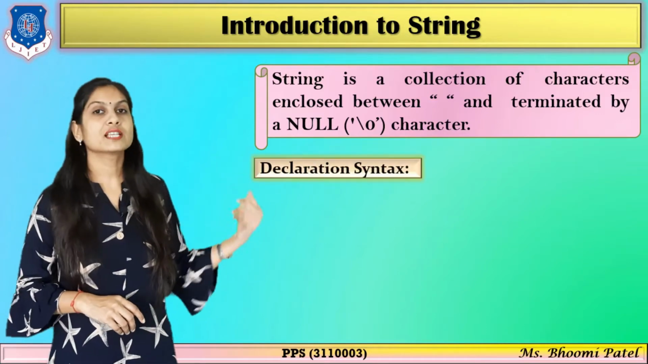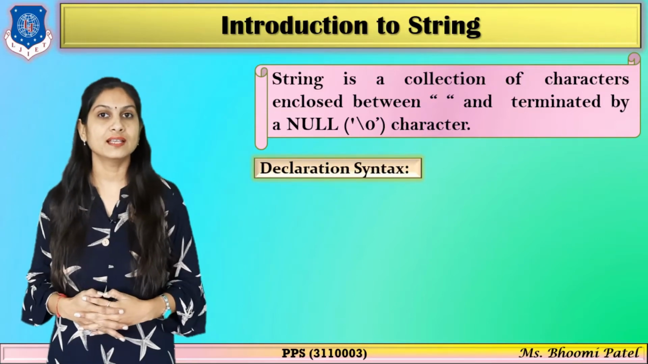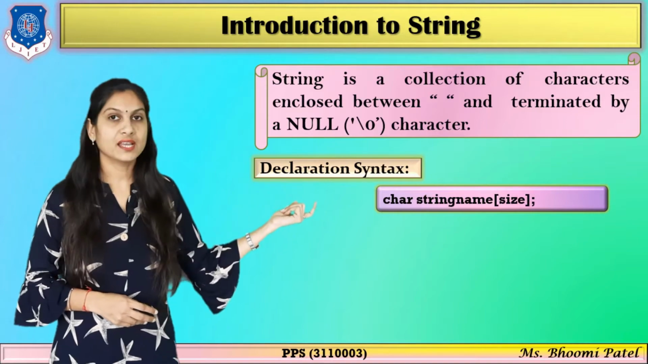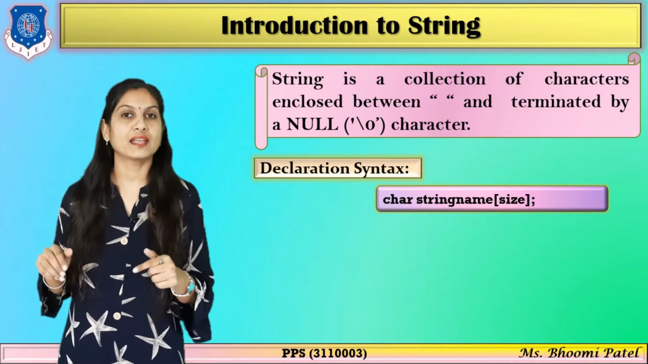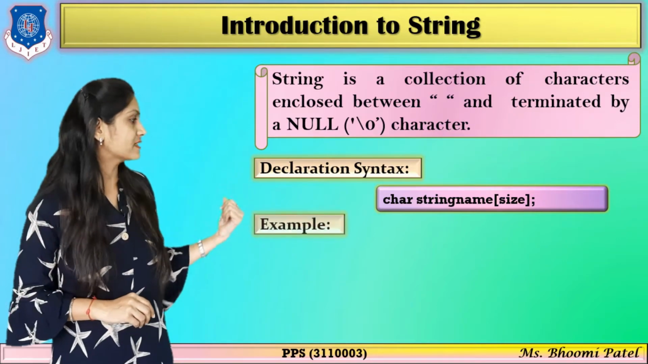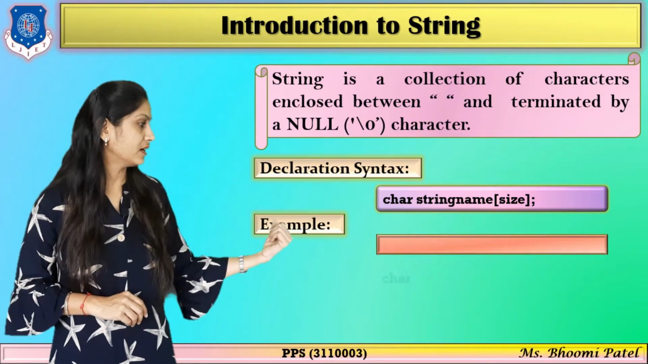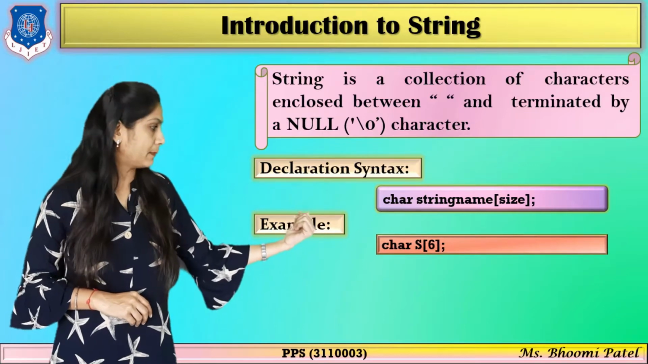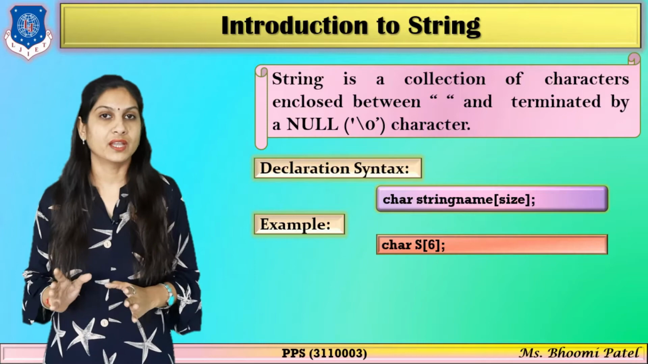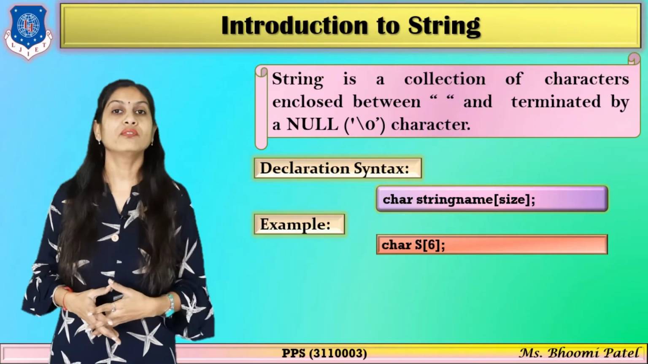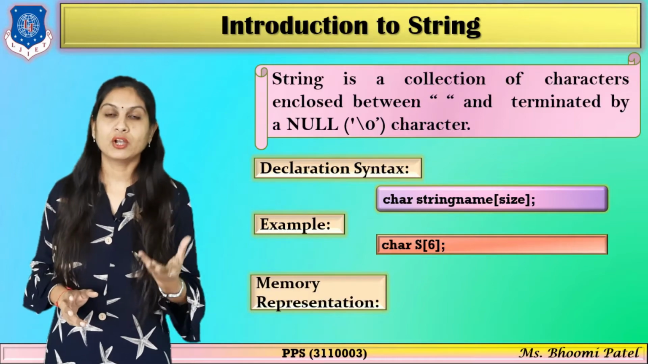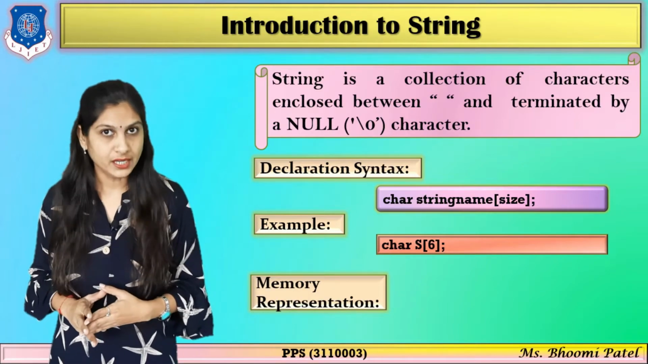Now the syntax for declaring a string is the character data type, that is fixed here, then the string name, and then inside brackets the size, which must be an integer. For example, char S[6], where the name of the string is capital S and the size is 5, 6, something; here I have taken the example of 6. So how many characters can you store? Only 5, because the last one is always null.